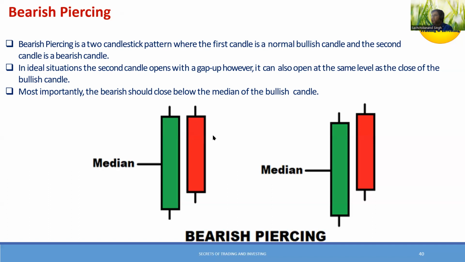And the most important factor is that the second candle should close below the median of the bullish candle, or the green candle. In both the examples, the first candle is a standard bullish candle, and the second candle can either start from the top of the first candle, or a little bit above it, and it should close below the median. Median means half of the bullish candle. So this candlestick pattern will be treated as the bearish piercing.